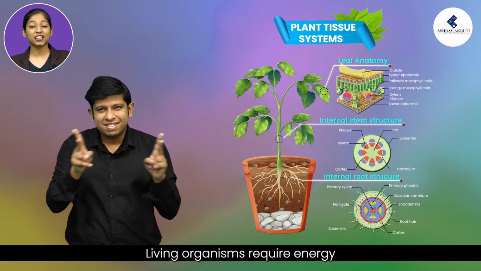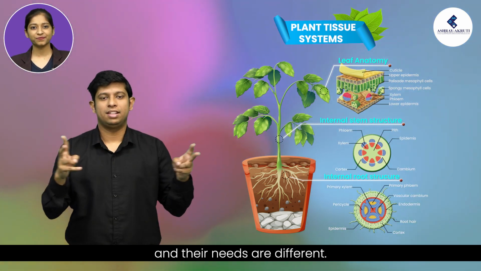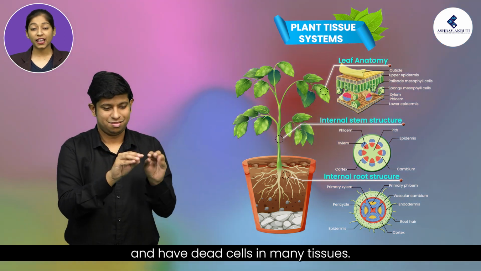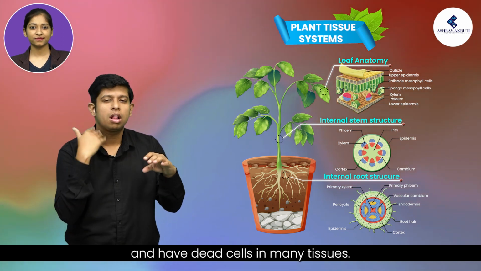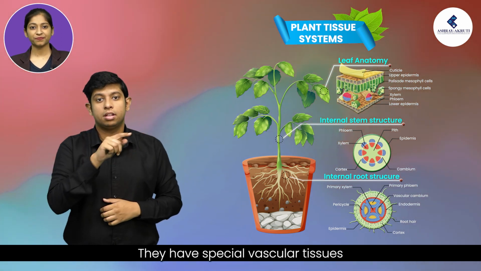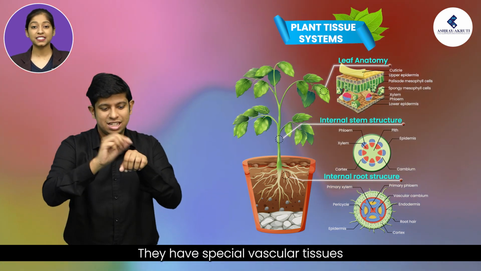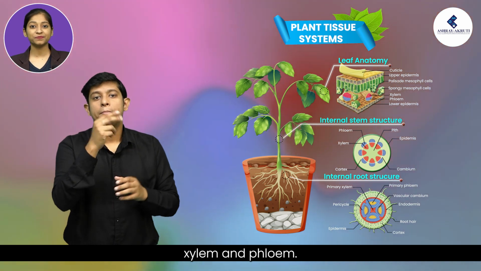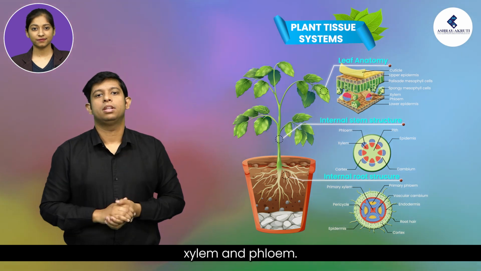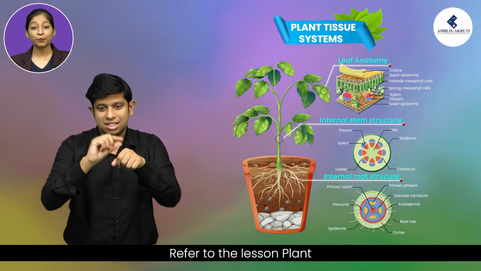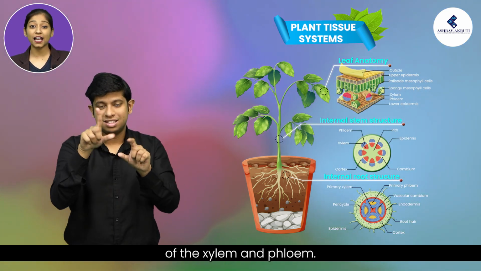Living organisms require energy and their needs are different. Plants do not move and have dead cells in many tissues. They have special vascular tissues, xylem and phloem. Refer to the lesson Plant Tissues of class 9th to recollect the structure of the xylem and phloem.